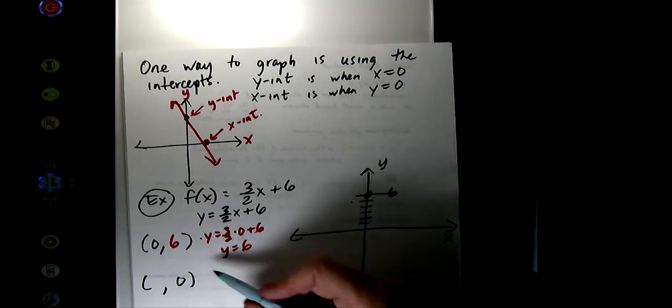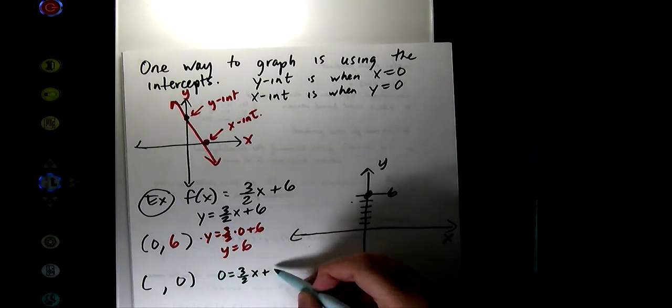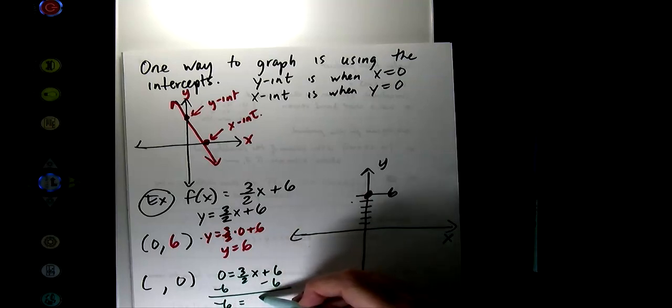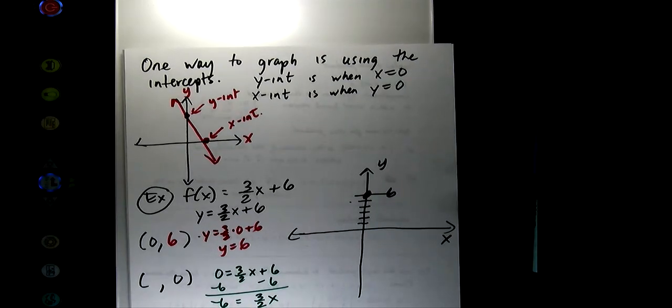When I do y equals 0, I have to do some solving here. So I'll subtract 6 over. And I don't want to divide by 3/2, dividing by a fraction is awful. What can I do besides divide by a fraction? Multiply. Multiply by what?